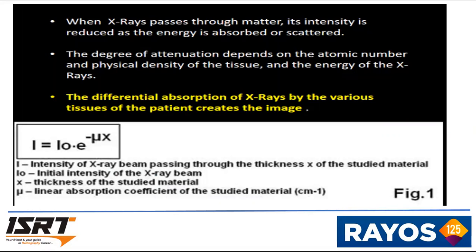The basis of image formation, both in X-ray and CT imaging, is this fundamental equation: I is equal to I0 e raised to minus mu x. The equation relates the intensity of the X-ray beam before and after passing through the object with the thickness and linear attenuation coefficient of that particular material.